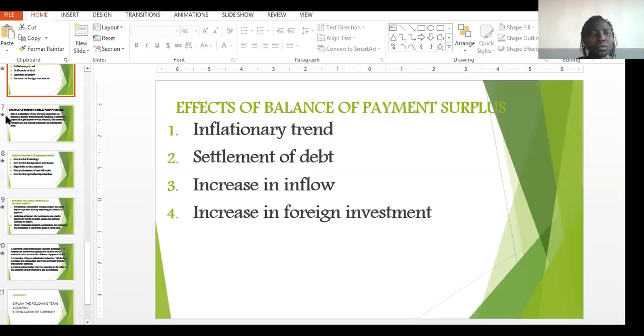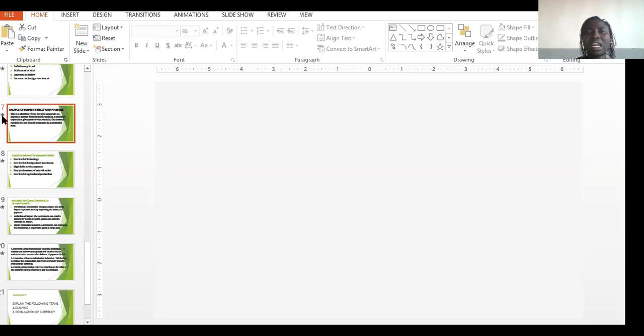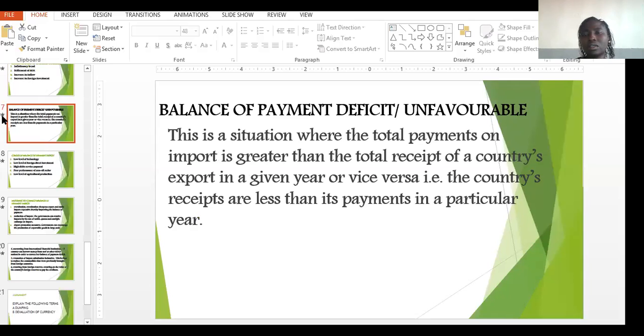So quickly we'll look at balance of payment deficit, or unfavorable balance of payment. You remember that under the balance of payment disequilibrium, we said that we have two types, which are balance of payment surplus and balance of payment deficit. So we've treated the surplus aspect of it, and then we want to look at the deficit. The word deficit means something that is not favorable. So let's look at the meaning. This is a situation where the total payment on imports is greater than the total receipt from a country's exports in a given year, or vice versa.